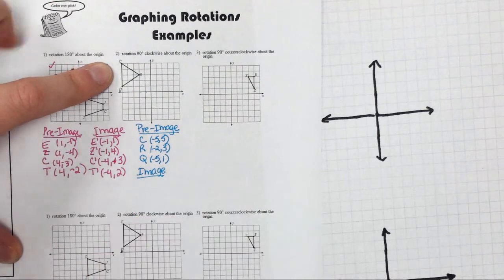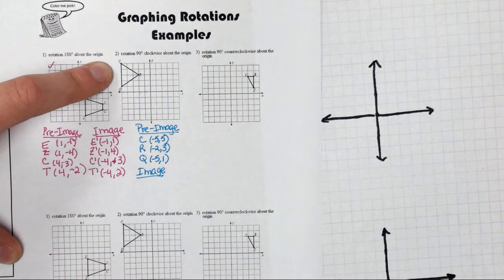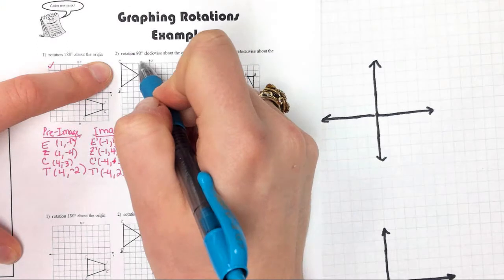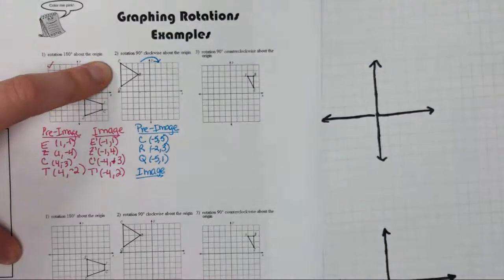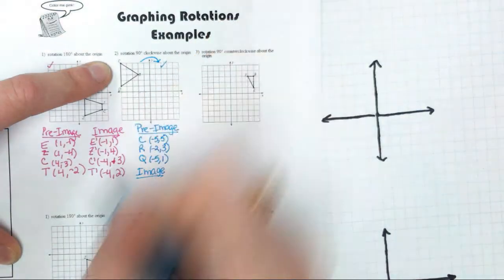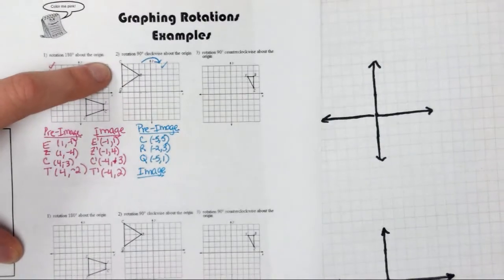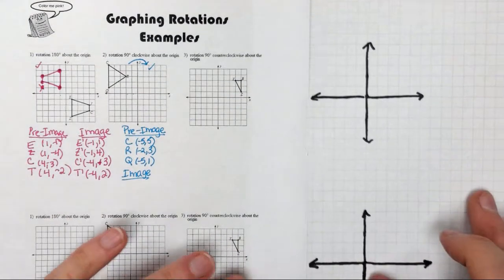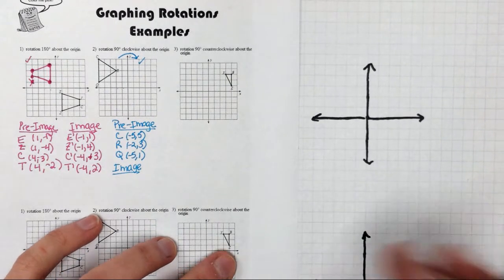I'm going 90 degrees clockwise. That's one quadrant in the clockwise direction, so one quadrant this way. So I'm thinking that my shape is going to end up here in quadrant 1. Okay? So then I'm going to, again, copy my shape onto a separate sheet of graph paper.